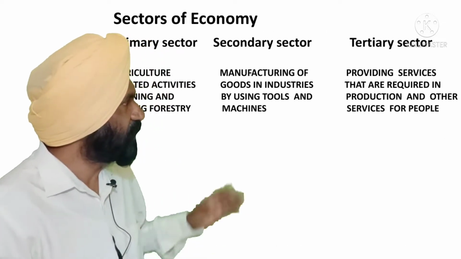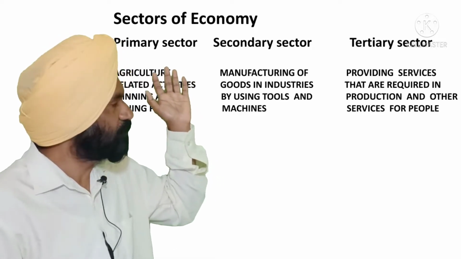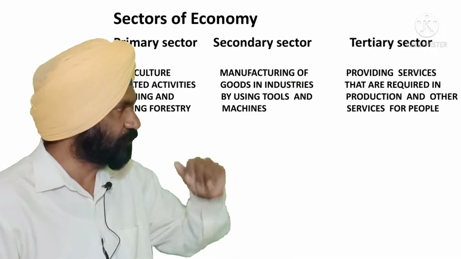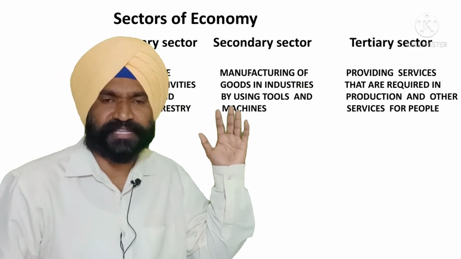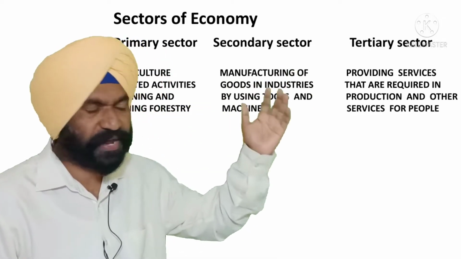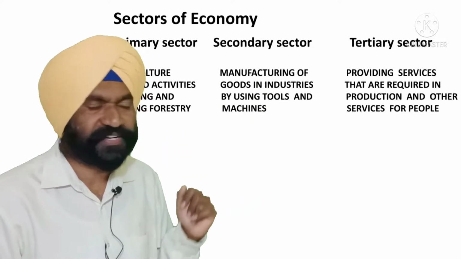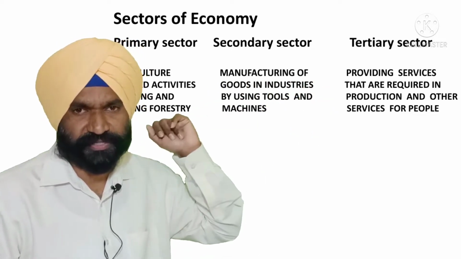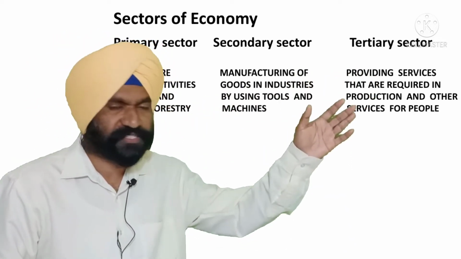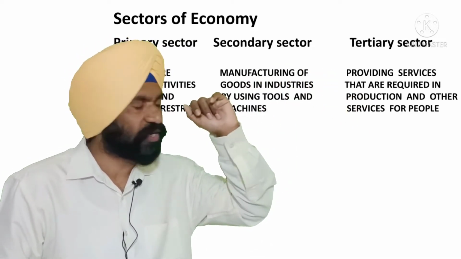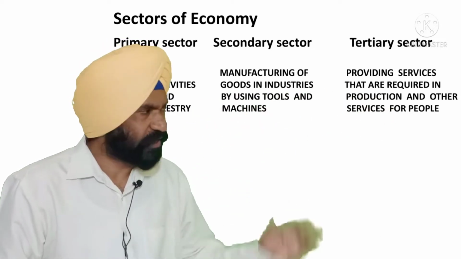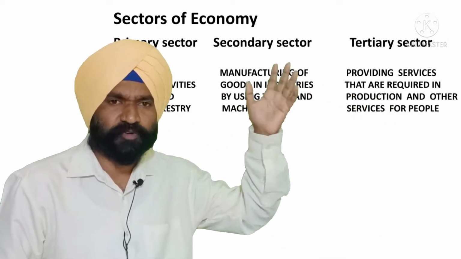Now the sectors of Indian economy: the first sector is called the primary sector, then the secondary sector, and the tertiary sector. Primary sector contains agriculture, mining and forestry. Secondary sector contains manufacturing of goods in industries and factories by using tools and machines. Then the tertiary sector, which is also called the service sector, provides services that are required in production and other services to the people. So these are the three sectors in India. Not only in India, these are the three sectors in almost every country.